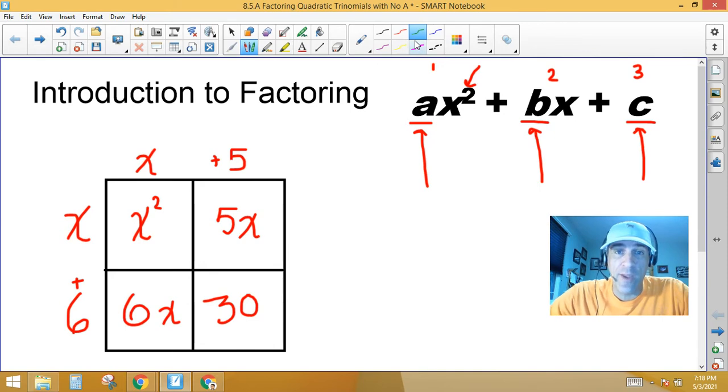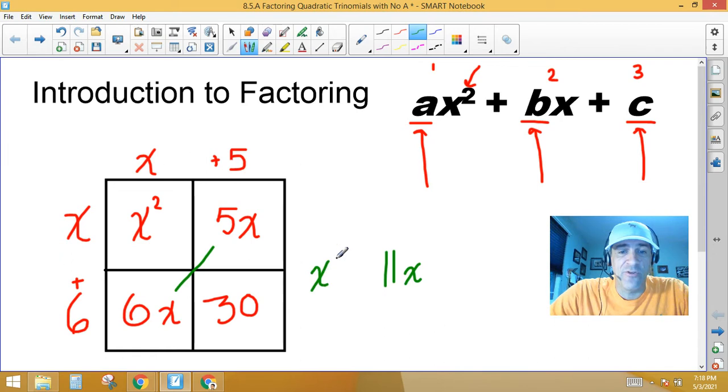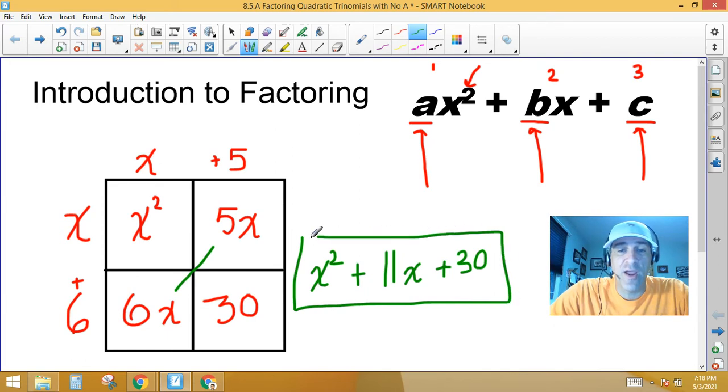And now what I would do after I multiplied my two binomials, I would look for like terms. And as I had mentioned in previous videos, my like terms are typically going to be diagonal from each other using an area model. So I have 5x and 6x together. That makes 11x. My x squared will come first. That's a positive 11x, and then positive 30. So note, after I multiplied my two binomials, I'm left with this quadratic trinomial.